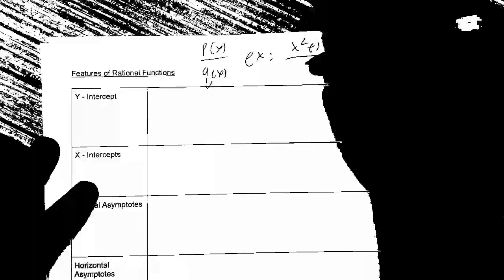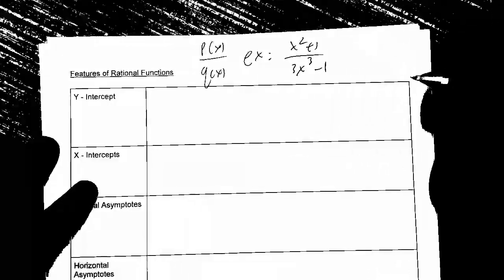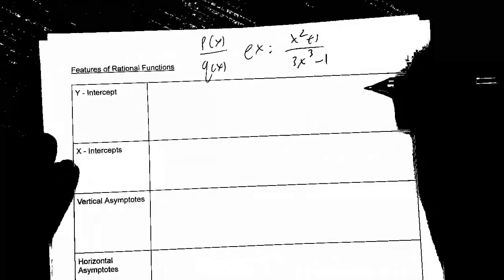We're on page 9. We're on rational functions. Okay. Rational functions are a polynomial over a polynomial. So p of x over q of x, where an example could be x squared plus 1 over 3x to the third minus 1, right? That's an example of a rational function.